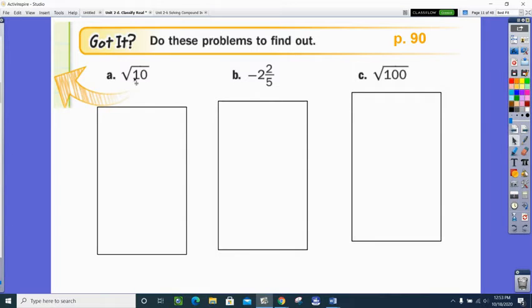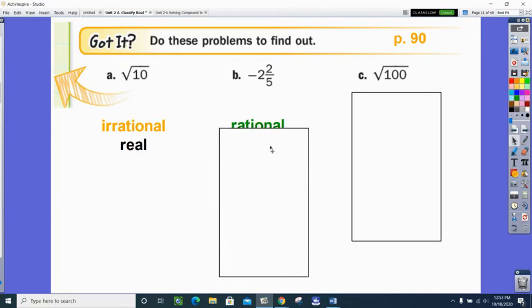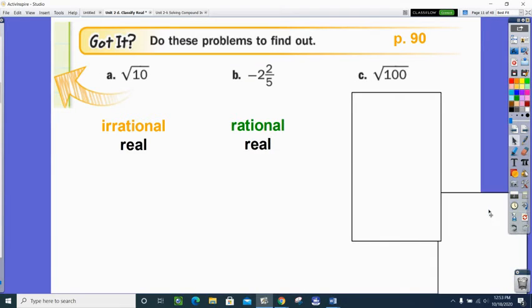Okay, so the square root of 10 is not a perfect square. So he is going to have a decimal that does not terminate and does not repeat. It's going to be irrational, and the group above is real. Ooh, here is a mixed number, a fraction. If you look back at our table, he is part of the rationals, and up above that is the reals.